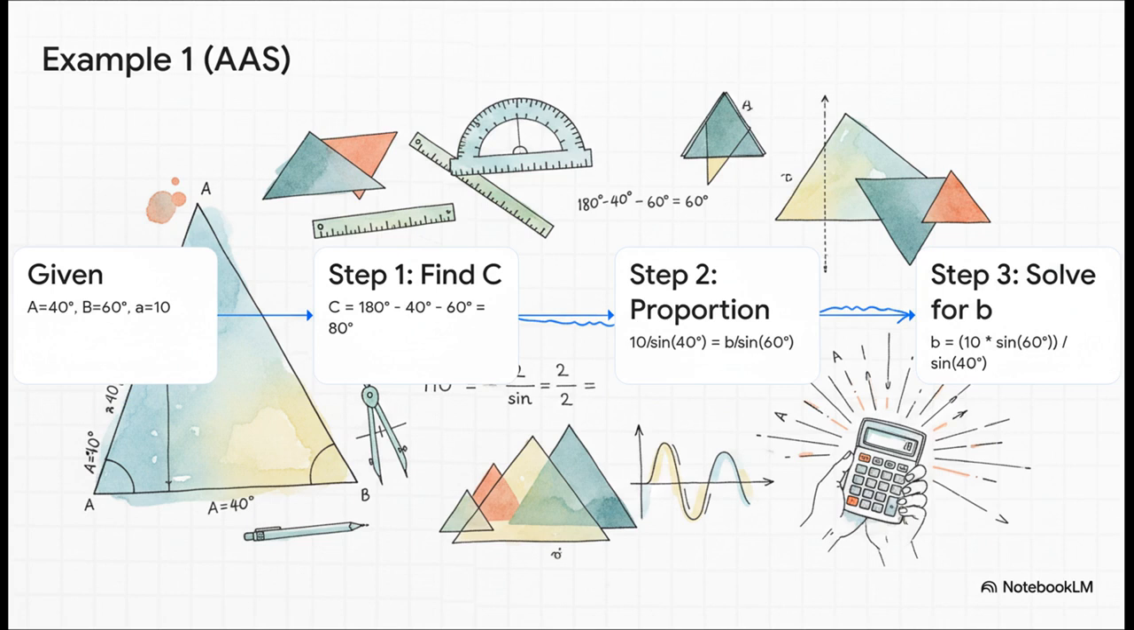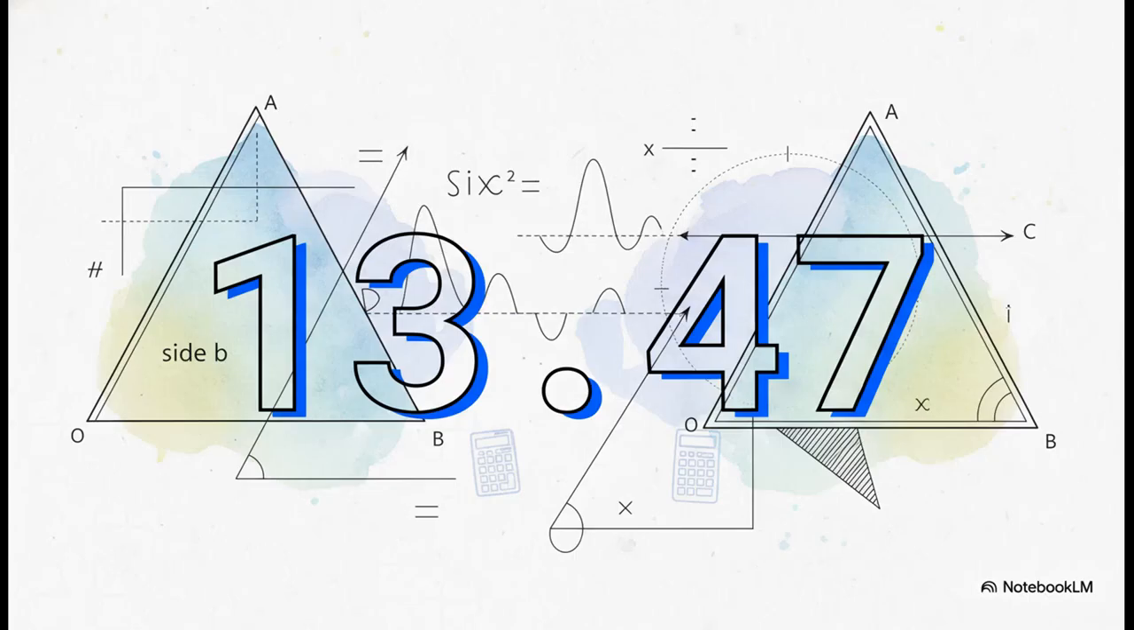Now we can set up our proportion. We use the pair we have all the info for, side A and angle A, so that's 10 over sine of 40. We set that equal to the side we want, which is B, over the sine of its opposite angle, B. Then it's just a little algebra to solve for B. You pop that into your calculator, and boom, you get about 13.47. See? So clean, so simple. The triangle is starting to reveal its secrets. That's the law of sines in action.